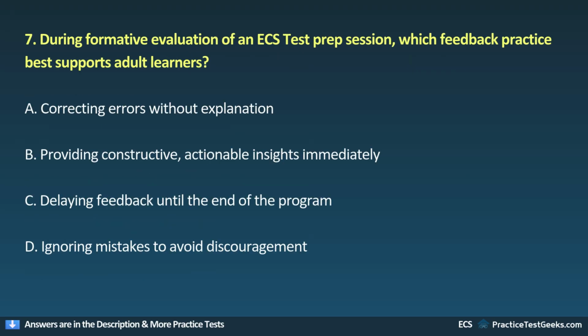7. During formative evaluation of an ECS test prep session, which feedback practice best supports adult learners? A. Correcting errors without explanation. B. Providing constructive, actionable insights immediately. C. Delaying feedback until the end of the program. D. Ignoring mistakes to avoid discouragement.